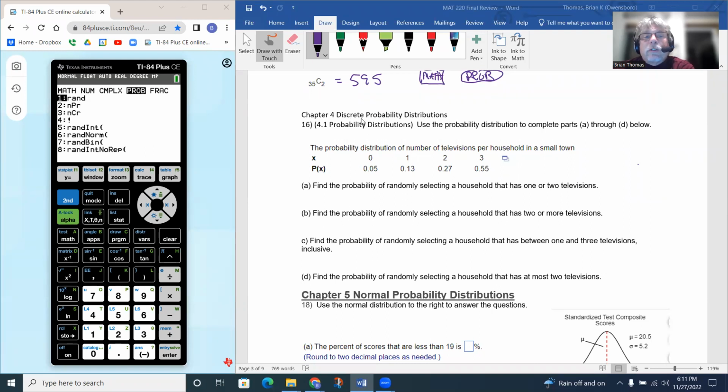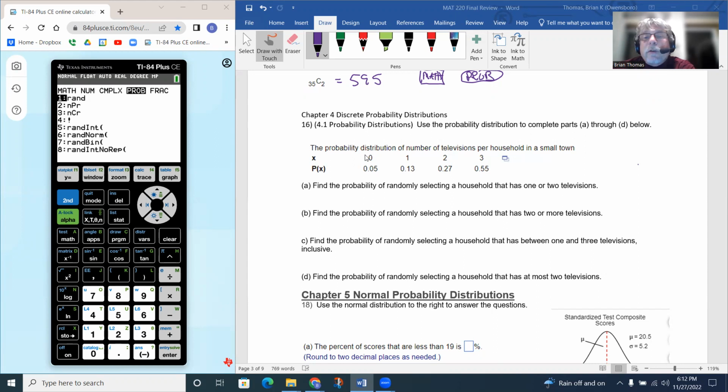So chapter 4, discrete probability distributions. This question is: use the probability distribution to complete parts A through D. This is our probability distribution of the number of televisions per household in a small town.